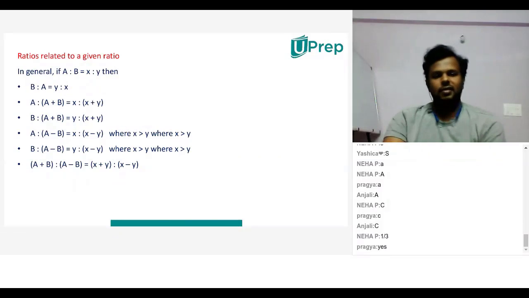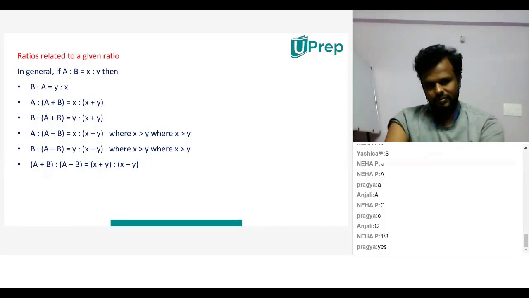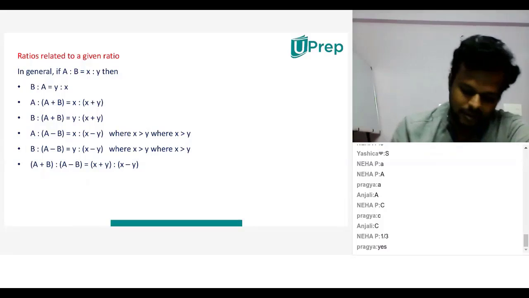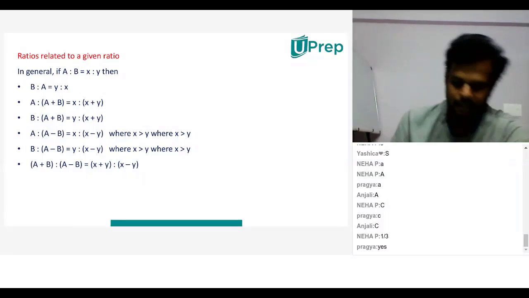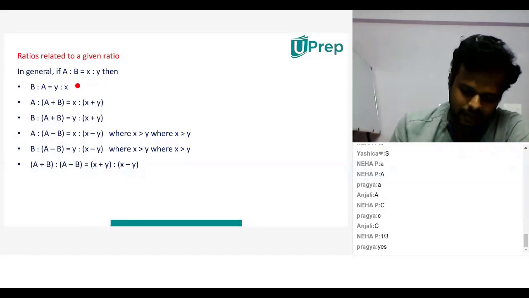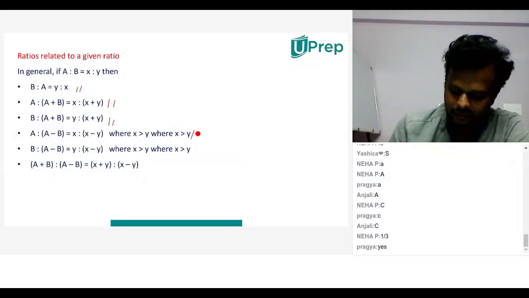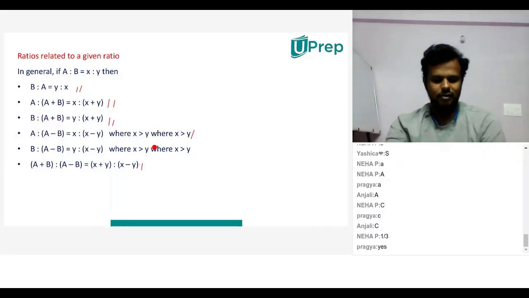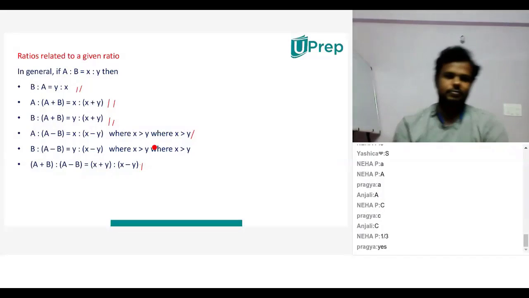So children, here we have some basic rules that you have to remember. You just have to remember these rules as of now. When we go through some questions, we will understand how to use them. So what I want you guys to do is make a note of these, or I think we can make a note of this quickly.